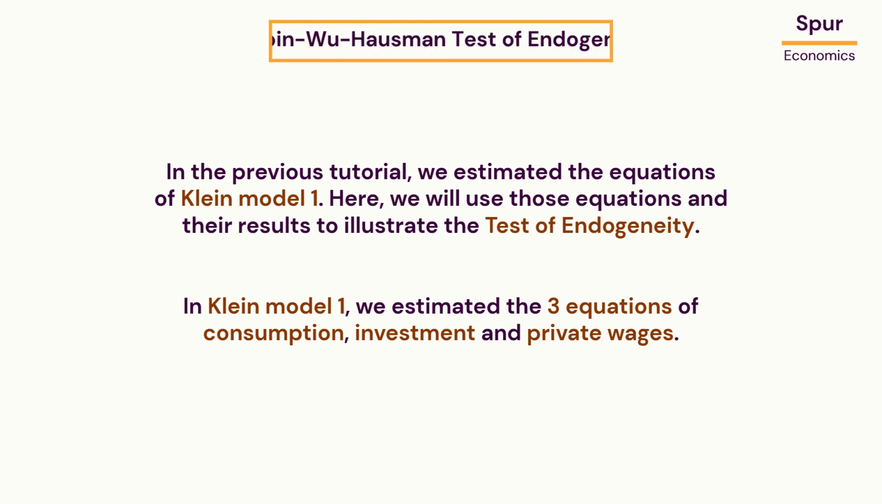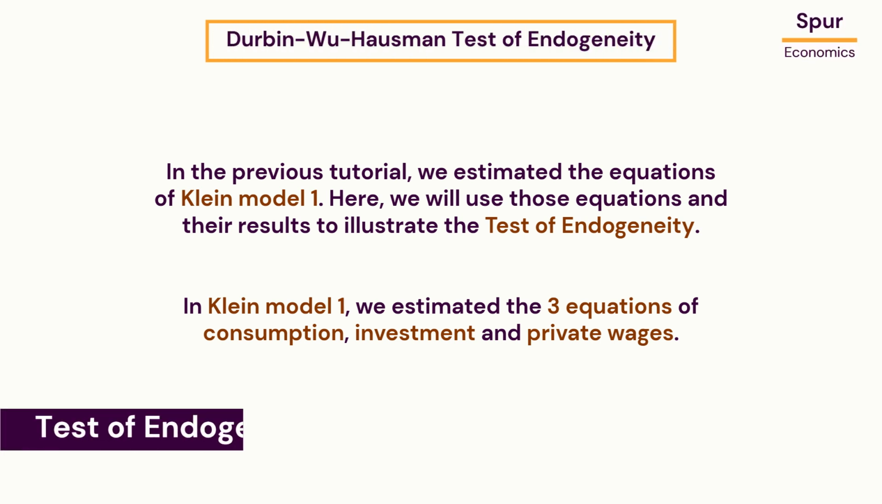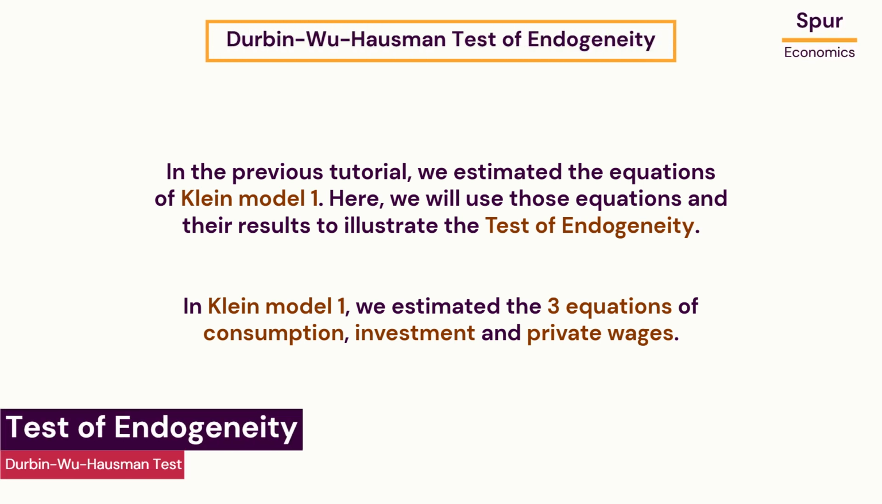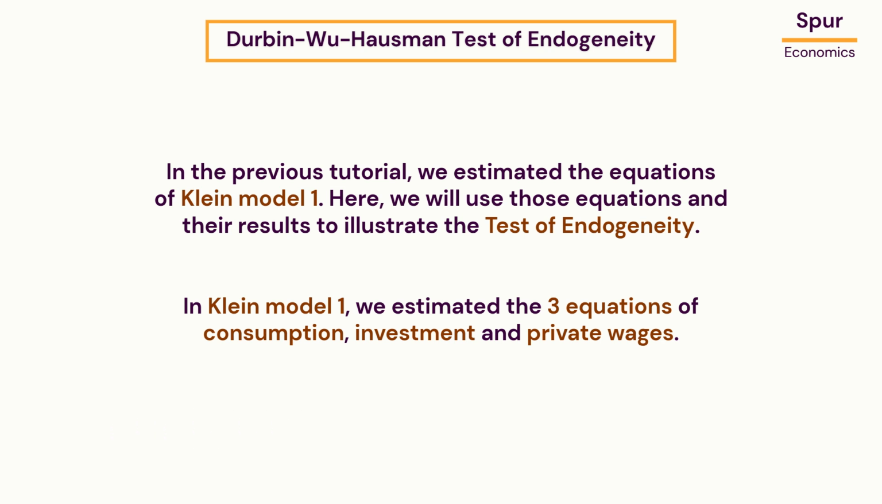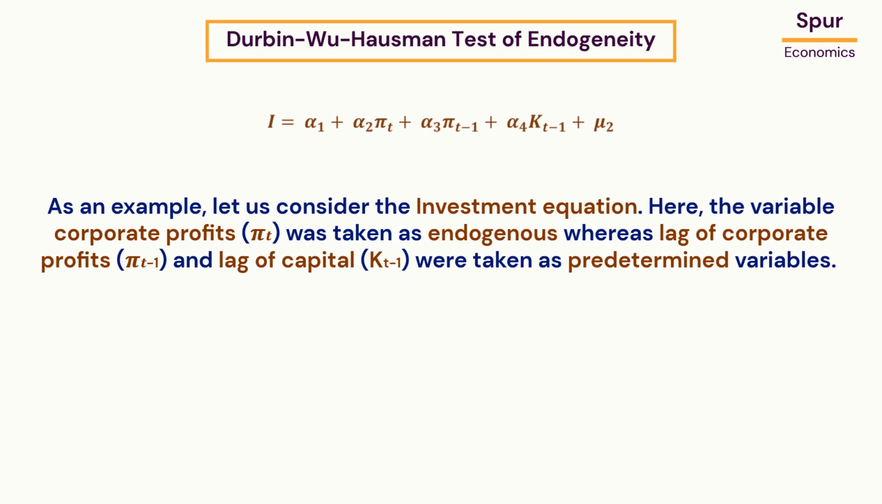In the previous tutorial, we estimated the equations of Klein Model 1. Here, we will use those equations and their results to illustrate the test of endogeneity. In Klein Model 1, we estimated the three equations of consumption, investment, and private wages. As an example, let us consider the investment equation.